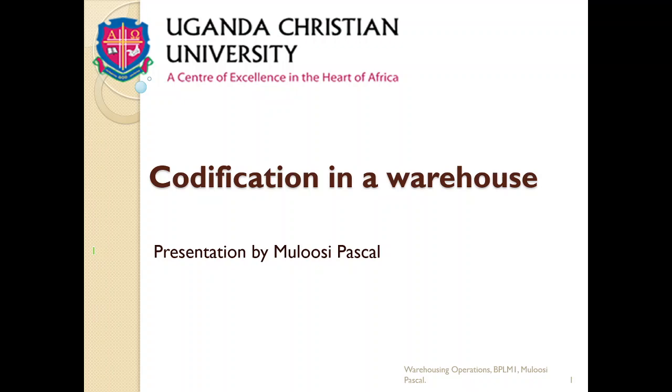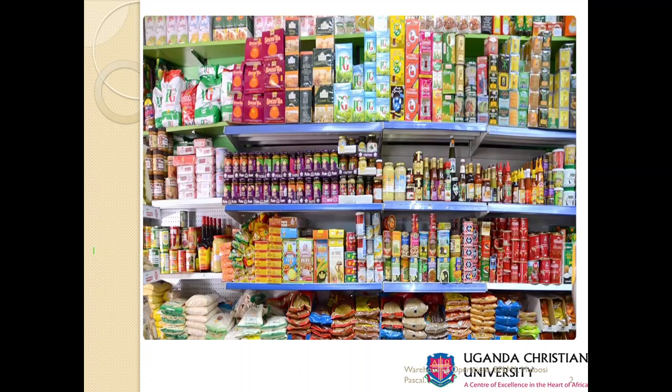Today we look at an activity called codification in a warehouse. Codification involves having codes. Let's look at this shelf here. How many items do you see on this shelf? From the top to the bottom, we have a variety of items. Some are similar, some complement each other.